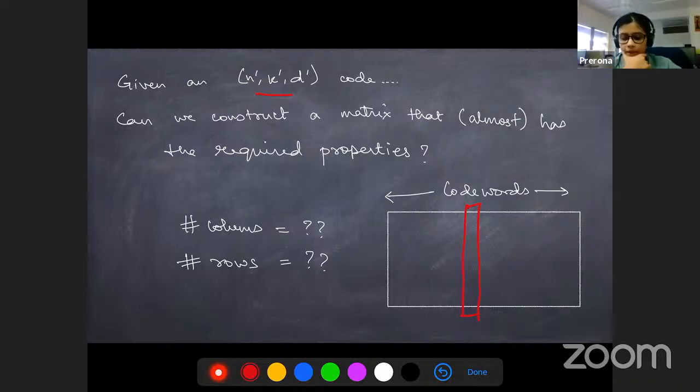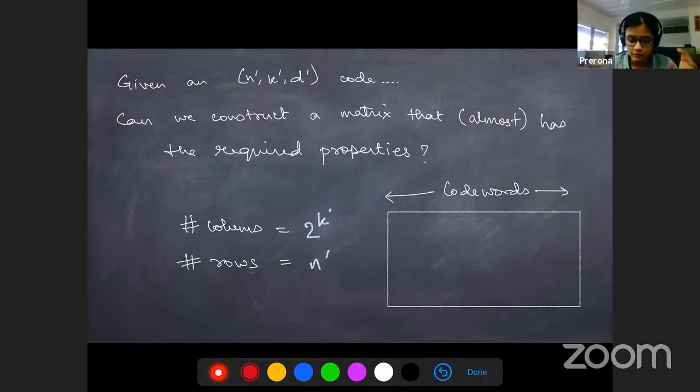So how many code words will there be? That will be the number of messages you want to send. So how many messages can there be of length K prime? Yeah, because N prime is the length of the code and K prime is the length of the original message. So it's 2 power k prime. The number of code words is going to be 2 power k prime, and the length of each code word is n prime. So the number of rows is going to be n prime and the number of columns is going to be 2 to the k prime.